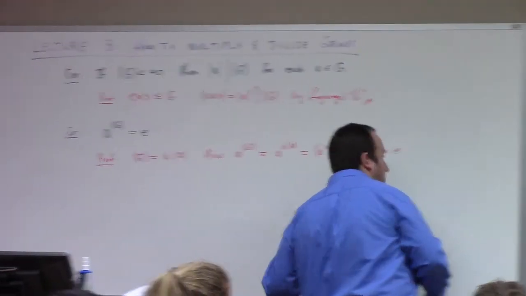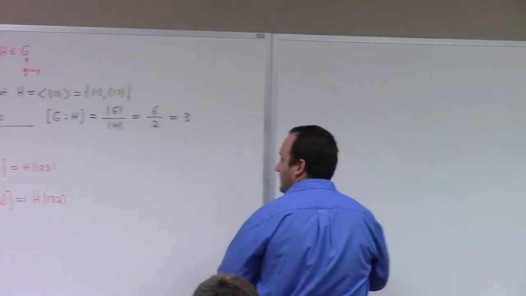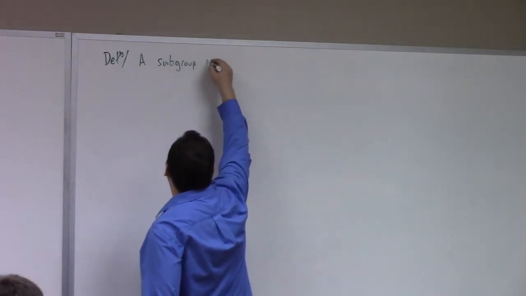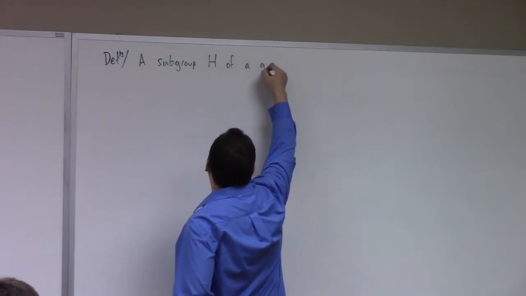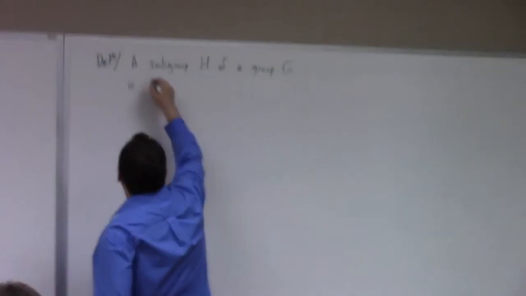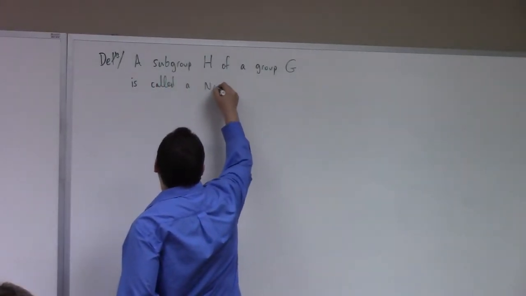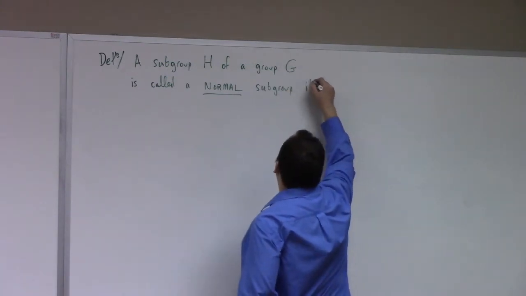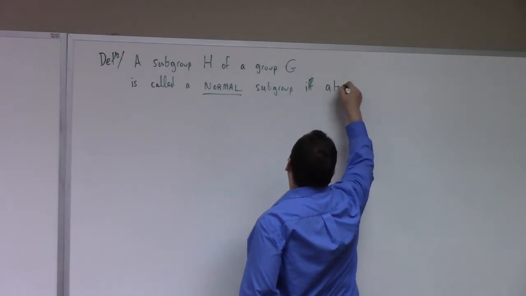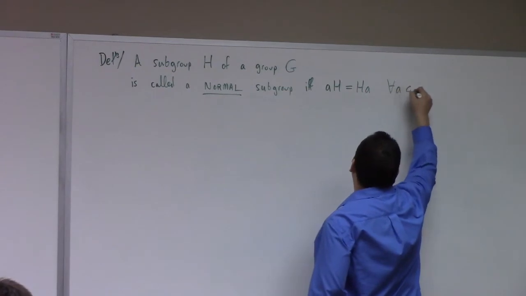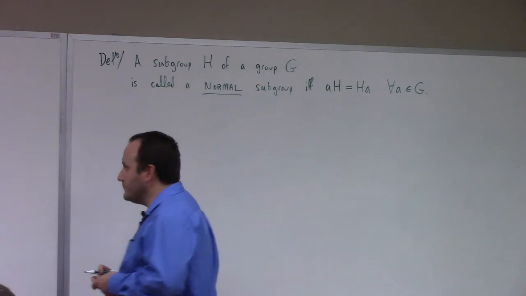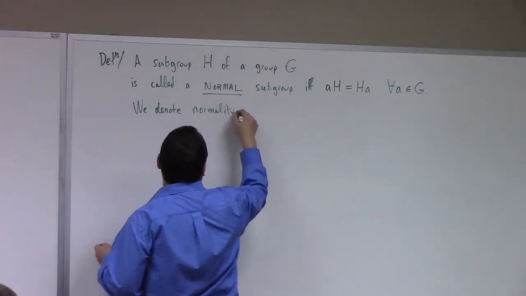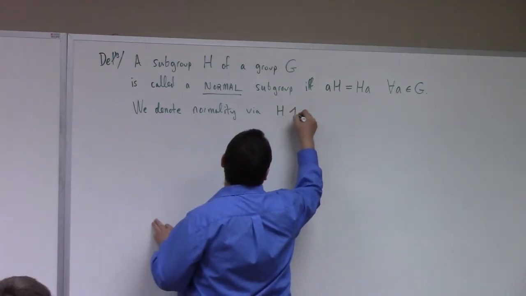So this brings us to the definition, which I'll explain the significance of as we go on here. Definition: a subgroup H of group G is called a normal subgroup if and only if AH is equal to HA for all A in G. We denote this normality via H triangle G.